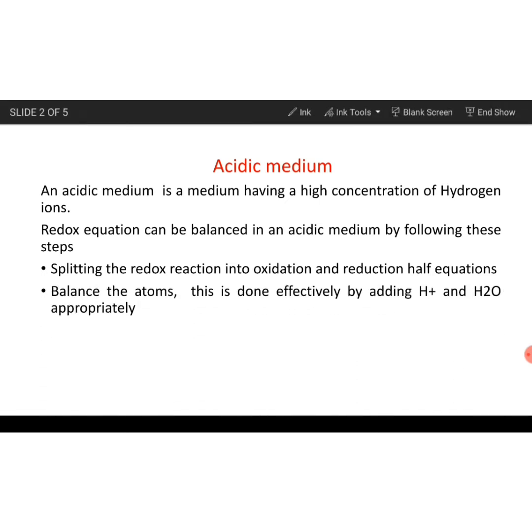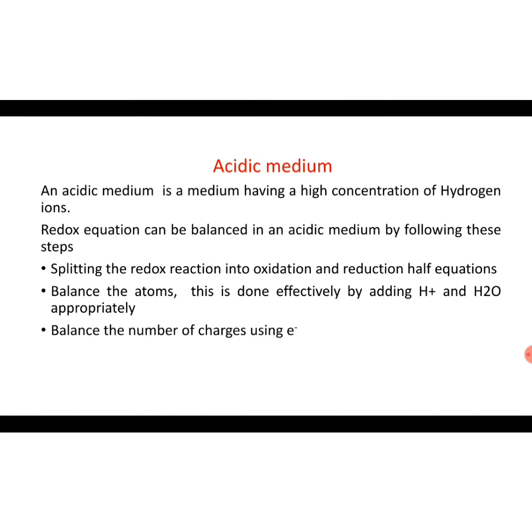So the next thing to do after we have split our redox reaction into oxidation and reduction half equations is to balance the atoms, and this is done effectively by adding hydrogen ion and water molecule appropriately. The next thing is to balance the number of charges using electrons, balance the electrons, and eliminate excess species and add up the equations. The steps are very easy to follow. Not to worry, by the time we take a sample question, you will see how easygoing the steps can be.